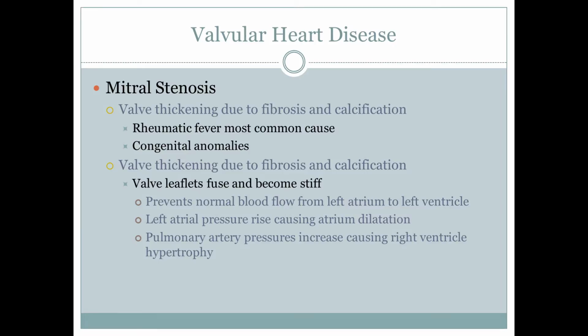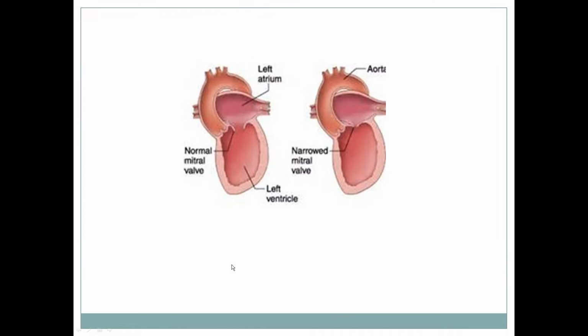The valves really thicken and they fibrose, they calcify, they can be very, very stiff. They prevent normal blood flow from the left atrium to the left ventricle. The left atrial pressure rises, causing the atrium dilatation. The pulmonary artery pressures increase, causing right ventricle hypertrophy. Again, arterial emboli could be a problem there as well. And here is the normal mitral valve, and here it is when it's stenosed and very narrowed.